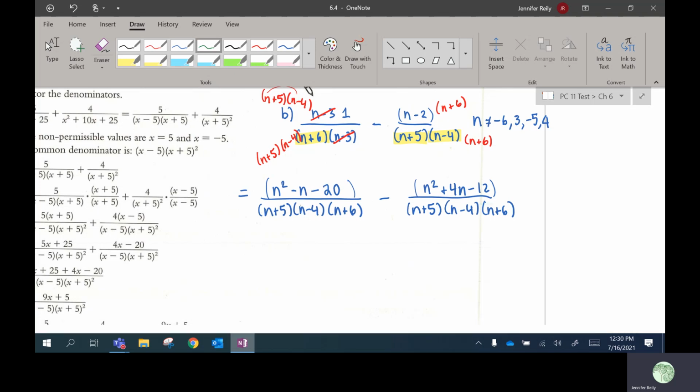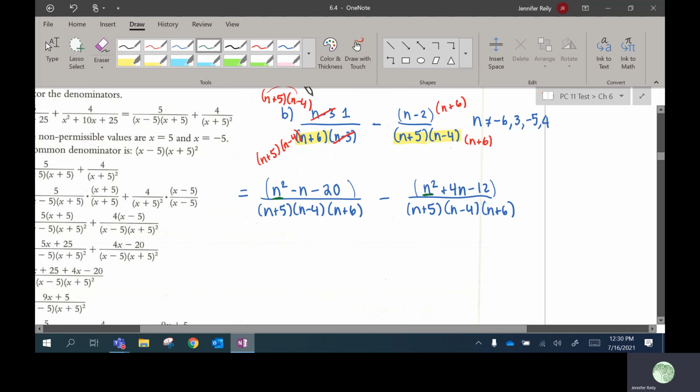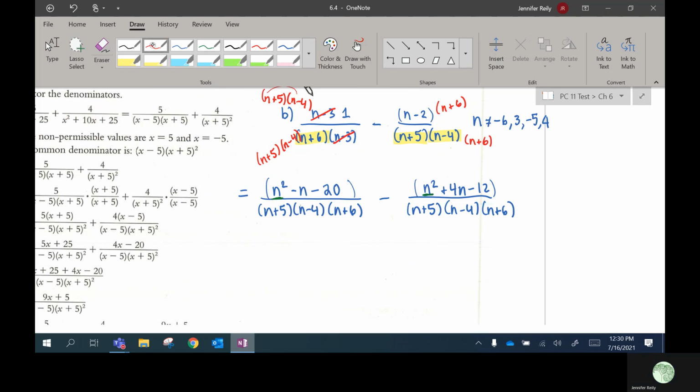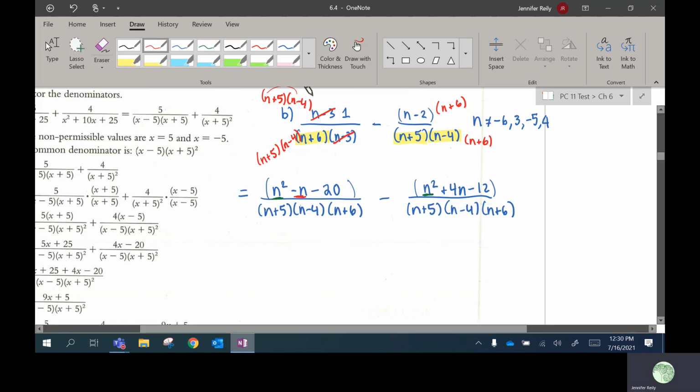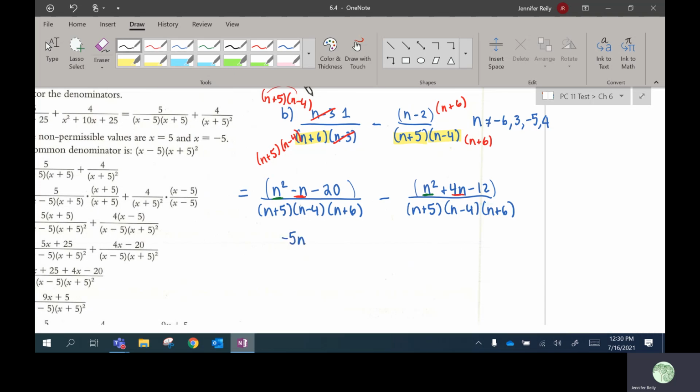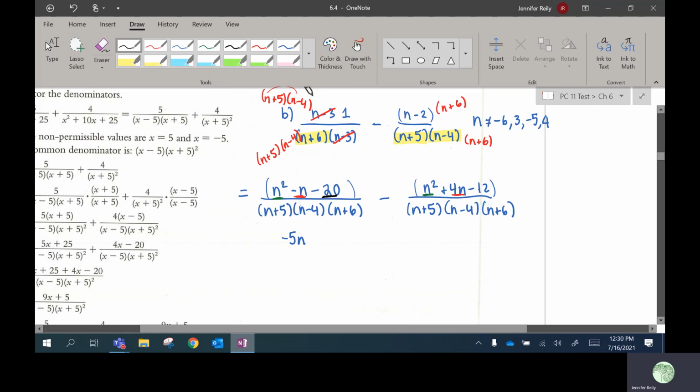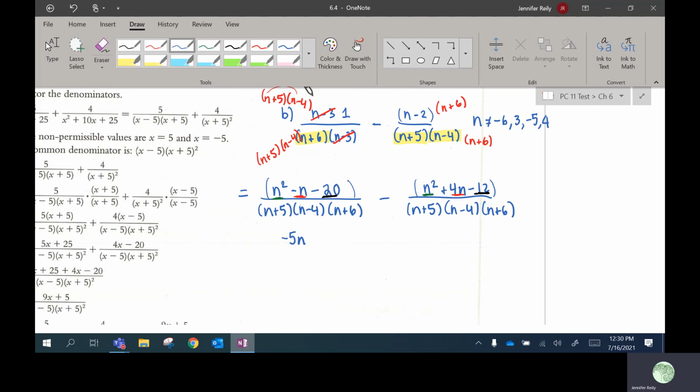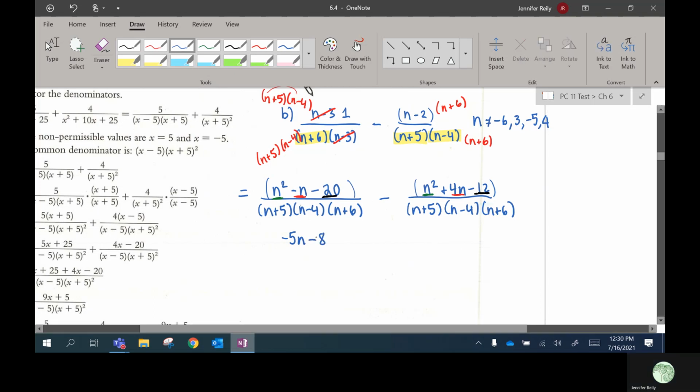Okay, let's do the n squareds first. We have n squared minus n squared. That's going to be 0. Then we have negative 1n minus 4n. So that'll be negative 5n. And then for the last one, I'll have negative 20 minus negative 12. Subtracting a negative is like adding. So that will be like negative 8. And then all over the same denominator, n minus 4, n plus 6. The denominators were identical. You have to make sure of that before you can add or subtract. And I believe I'm done.